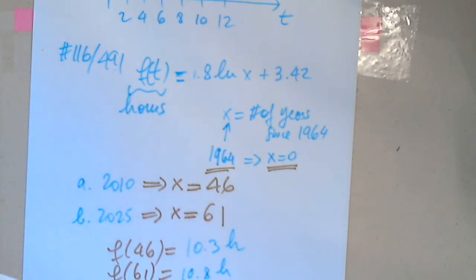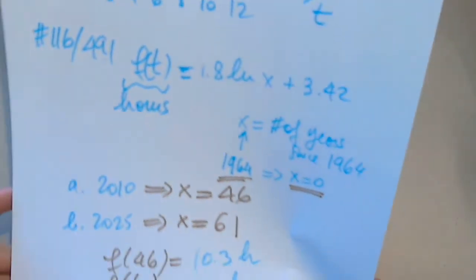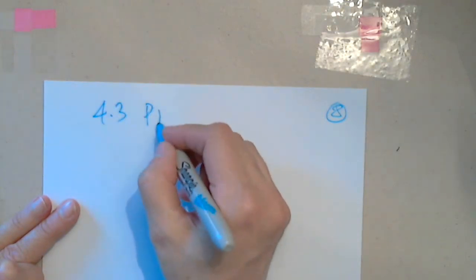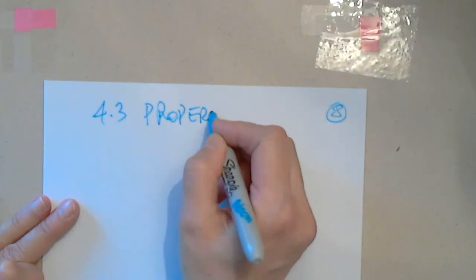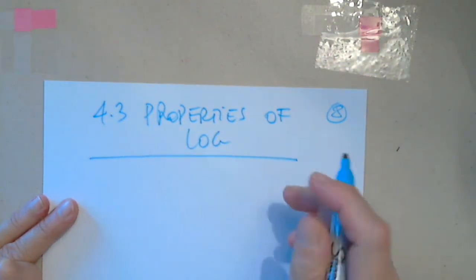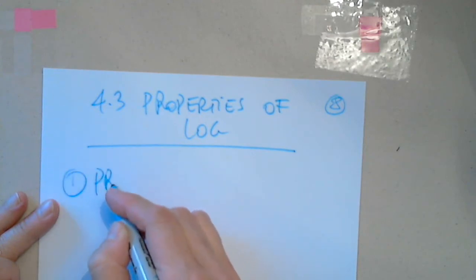Okay, moving on to 4.3. In 4.3, we are going to look at 3 properties of the log function. Only this function, log function, has these properties. 4.3, properties of log. Only log has these. Number 1 is the product rule.